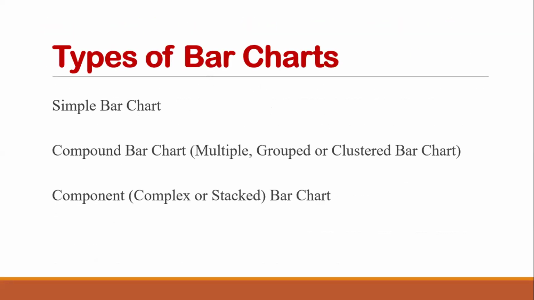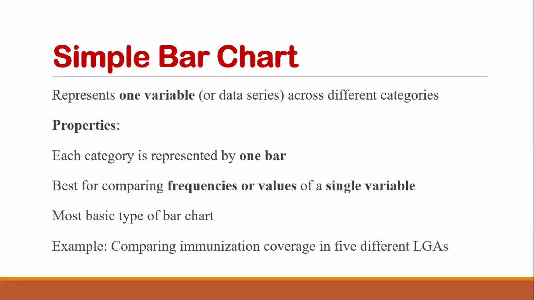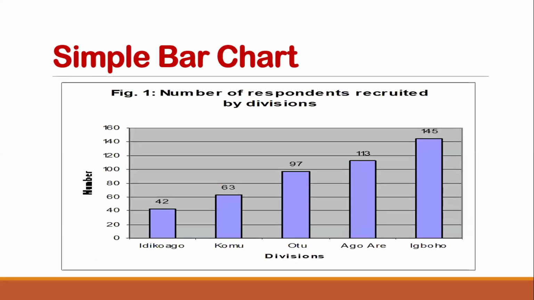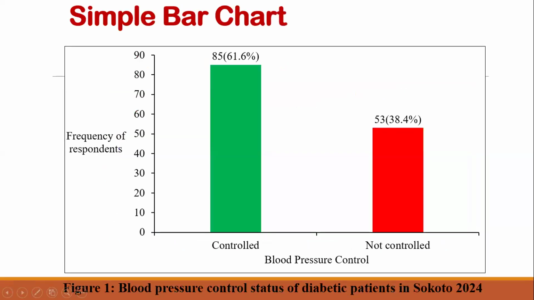Types of bar charts, we have simple bar chart, compound bar charts, and component bar charts. I have described all of them. This is simple bar chart. You see, each bar is representing one, that is figure 1, number of respondents recruited by divisions. So you see, each bar is showing us the division of the respondents. Then this is simple bar chart.